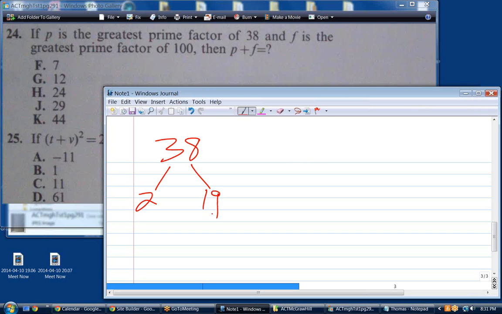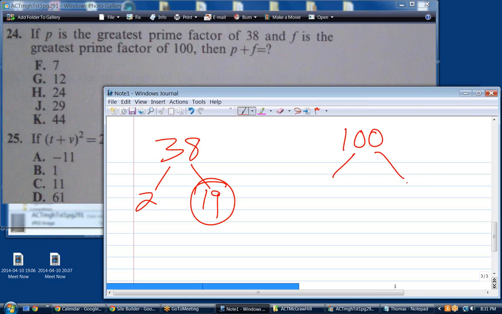19. Both of those are prime, meaning there's no further way to go. I can't factor 2 anymore, and I can't factor 19 anymore. So that's the greatest prime factor of 38. Now let's look at 100. Factor that.